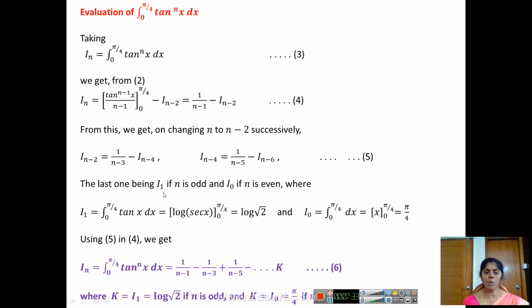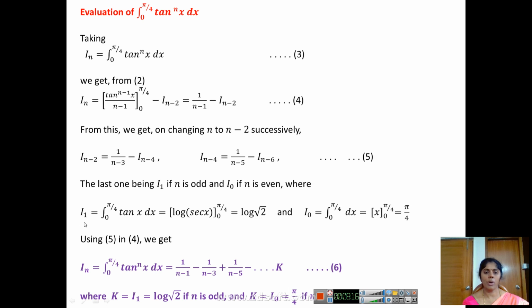How to get the I1 value: I1 equals integral 0 to pi by 4 of tan of x dx. The integral of tan of x is nothing but log of secant x, and here the limits are given 0 to pi by 4. Secant of pi by 4 is root 2, because cos of pi by 4 is 1 by root 2. So that is log root 2 minus log of secant 0, which is log 1, and that is always equal to 0.